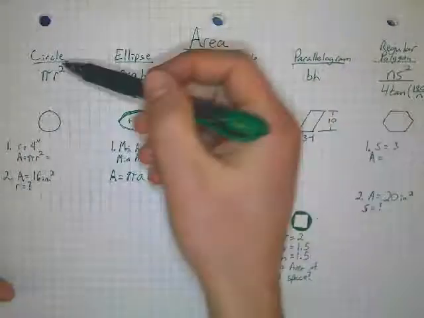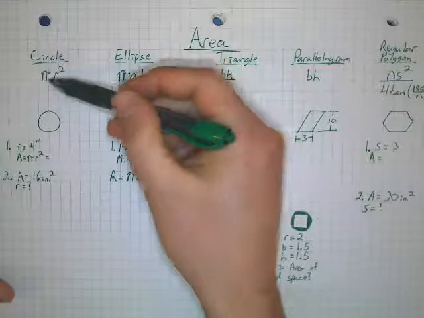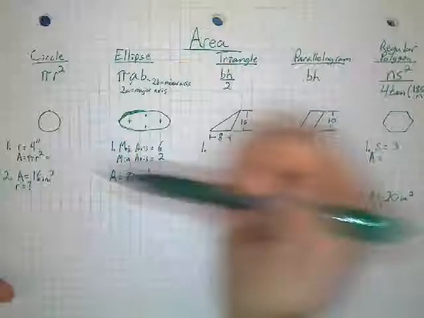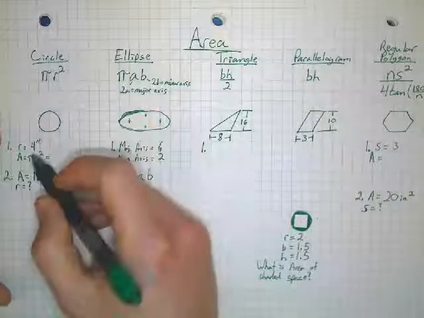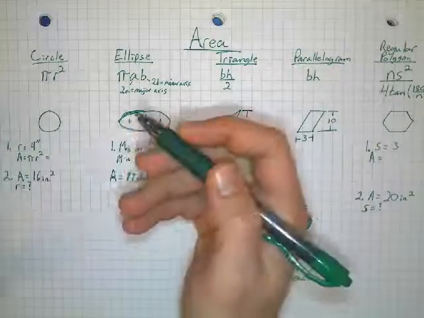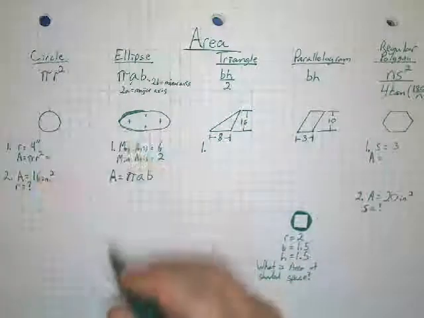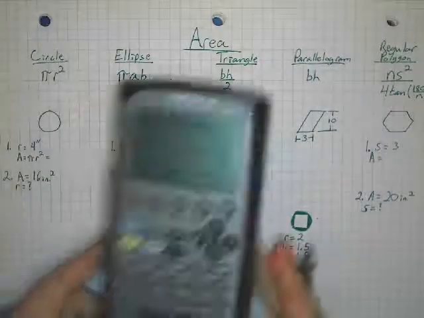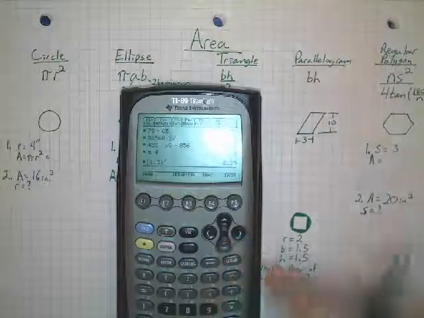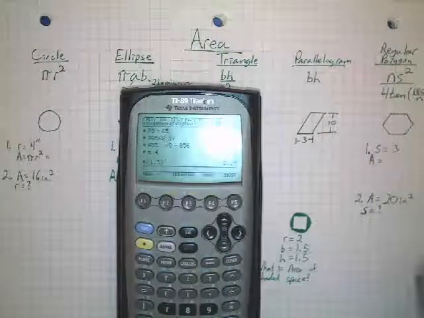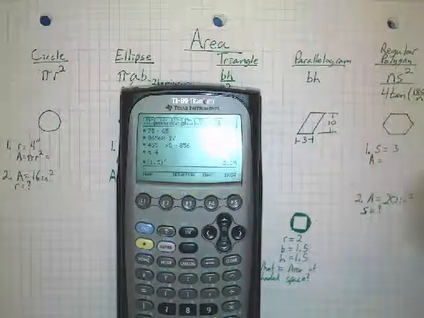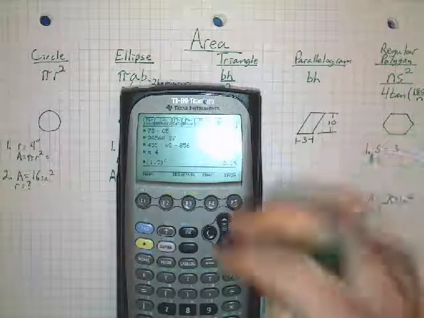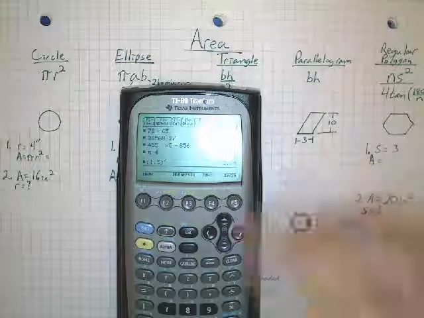So starting with the circle, our equation is pi times radius squared. If I have a circle here, and my first problem says my radius is 4 inches, let's see how we plug that in. Mostly I just want to make sure that we see how we do it in our calculator. You can use 3.14 if you would like. I like to use pi just because I think it's more accurate. It's really up to you.